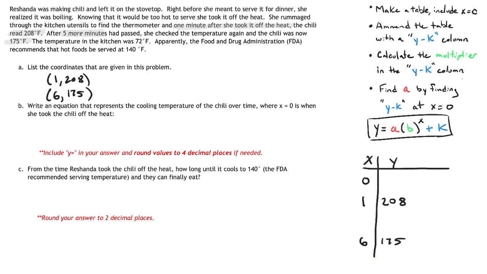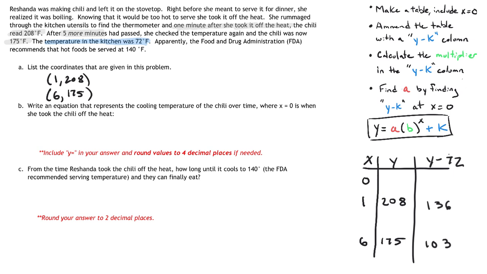The y minus k column is the part that comes from your asymptote. That comes from the fact that the temperature in the kitchen was 72 degrees. So the temperature of the chili is never going to be cooler than 72 degrees. So as you make your y minus k column, you're going to subtract 72 from each of those values. And if you subtract 72, that means you're going to have your values of 136 and then 103.